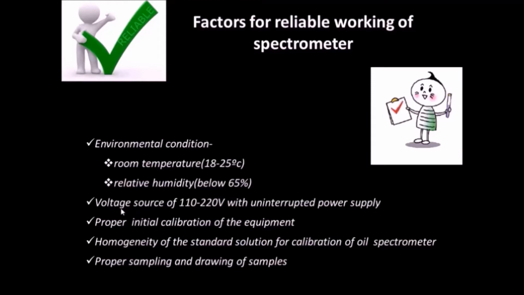The second most important factor is the stability of electronic circuit. The voltage source of 110 to 220 volt with uninterrupted power supply should be maintained. If required, power backup will be needed. The third factor affecting the reliable working of the instrument is the proper initial calibration of the equipment and subsequent standardization. In case of oil spectrometer, the standard solution for calibration shall be homogeneous and uniformly viscous.